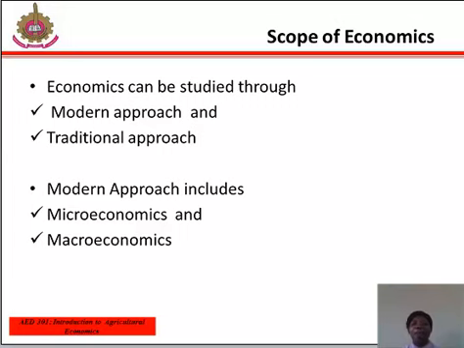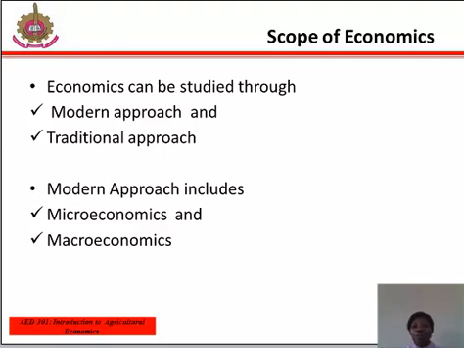Let's discuss macroeconomics. Macroeconomics is the branch of economics that examines the economic behavior of aggregates, that is the income, employment, output, and so on a national scale. So macroeconomics is also known as income theory.